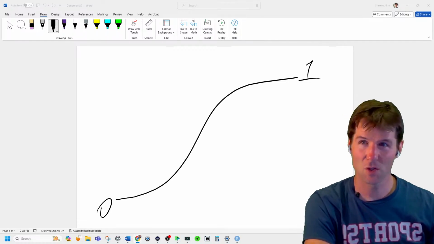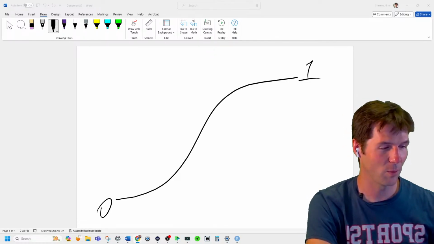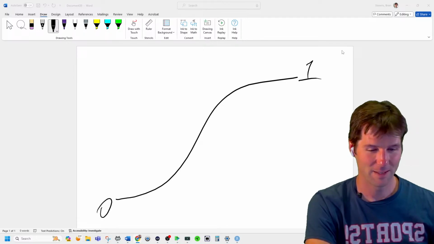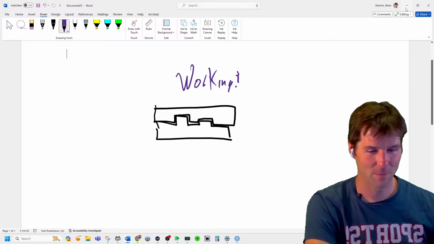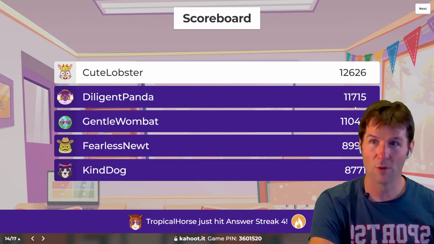Be able to get these, I hope. Sigmoidal curve, we should know this stuff. I hope we do. But it's a tough test. Okay, next question. Here we go. Just a few more.